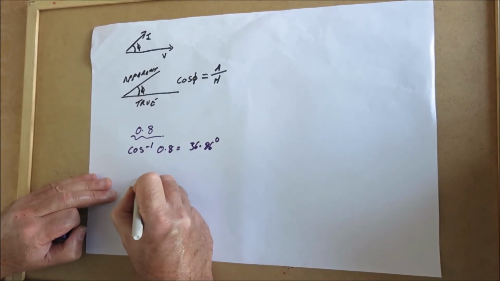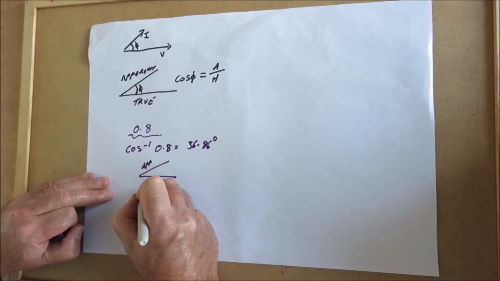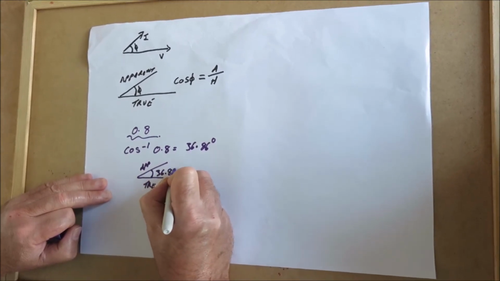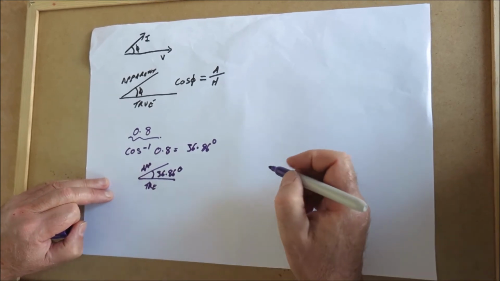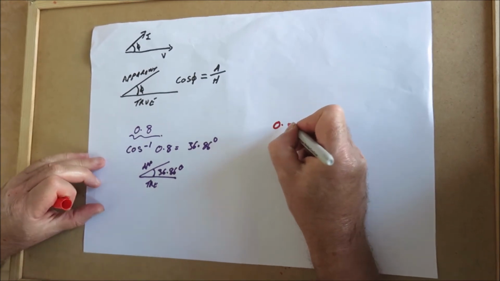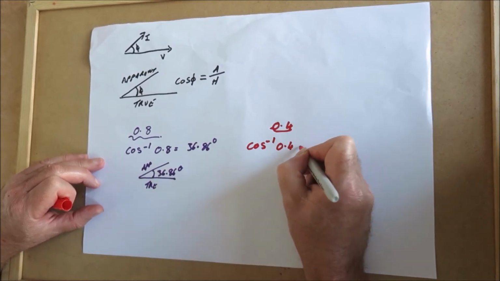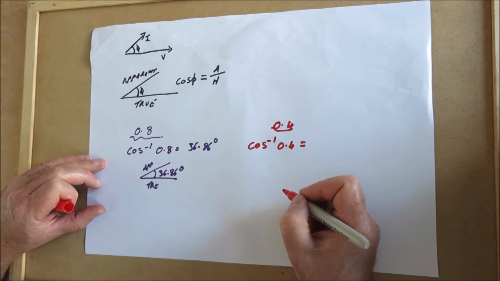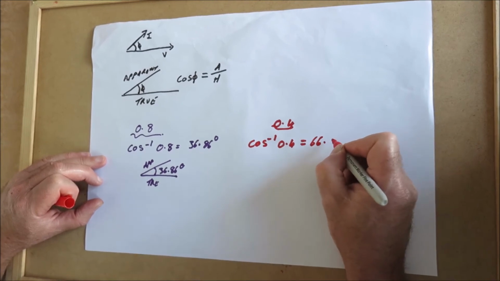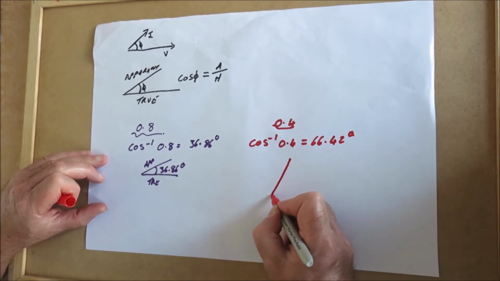So that means that the angle between the apparent and the true is going to be 36.86 degrees. And then if we went to a power factor of 0.4, then cos to the minus 1 of 0.4 is going to be equal, if you tap this into your calculator, just the inverse cos, to 66.42 degrees.